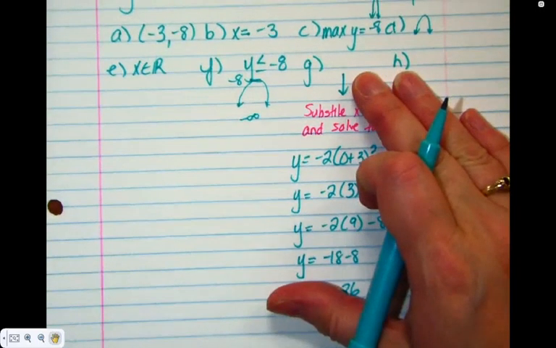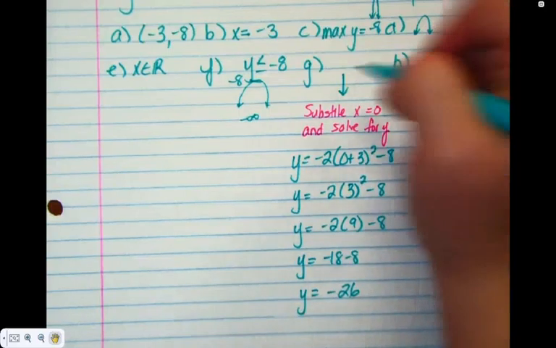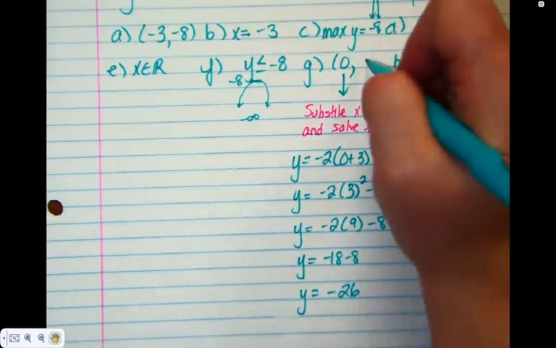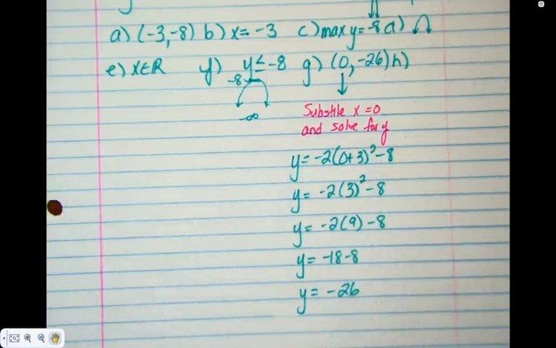How do I express the answer for the y-intercept? 0, comma, negative 26.